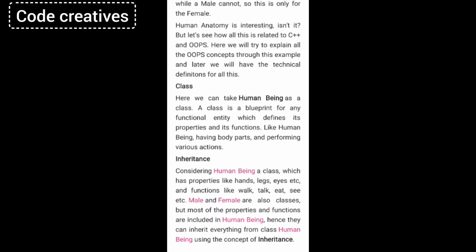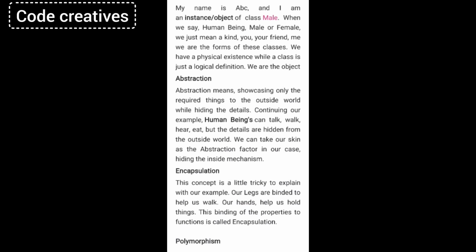Now let's discuss inheritance. Consider human beings as a class which has properties like hands, legs, eyes, etc., and functions like walk, talk, eat, see, etc. Male and female are also classes, but most of the properties and functions are included in human being. Hence, they can inherit everything from the class human being using the concept of inheritance.